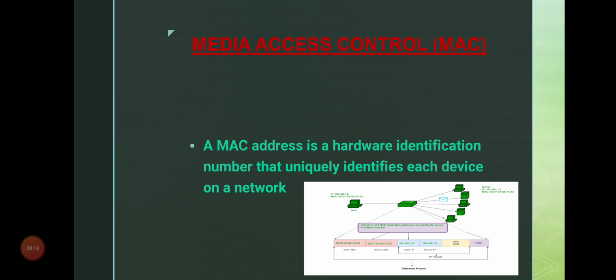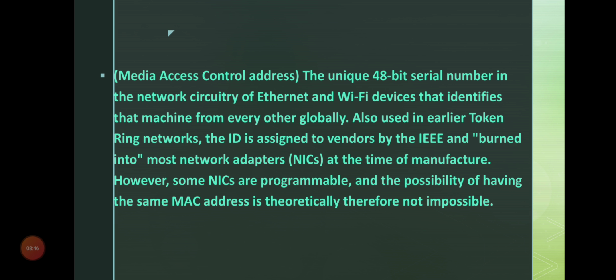Dear students, you must be surprised to read or watch all this information regarding measurement units in storage areas in computer science. Here are some new topics. The media access control, MAC. A MAC address is a hardware identification number that uniquely identifies each device on a network. The media access control address is the unique 48-bit serial number in the network circuitry of Ethernet and Wi-Fi devices that identifies that machine from every other globally.